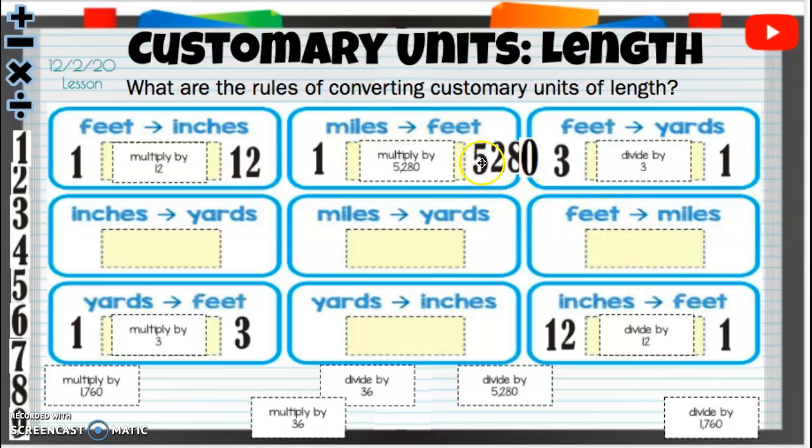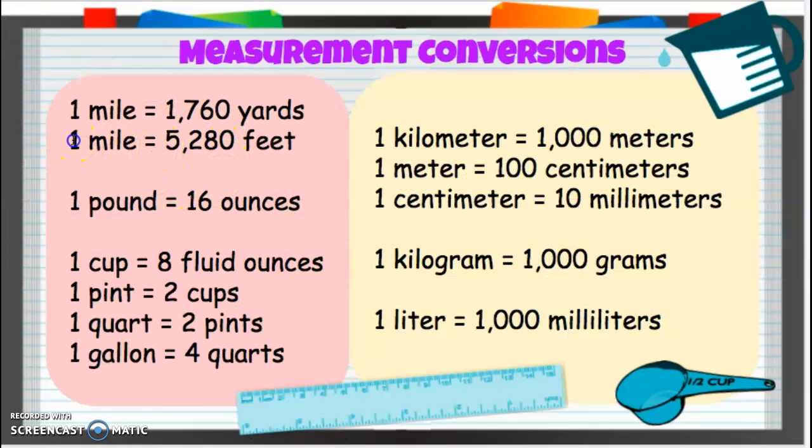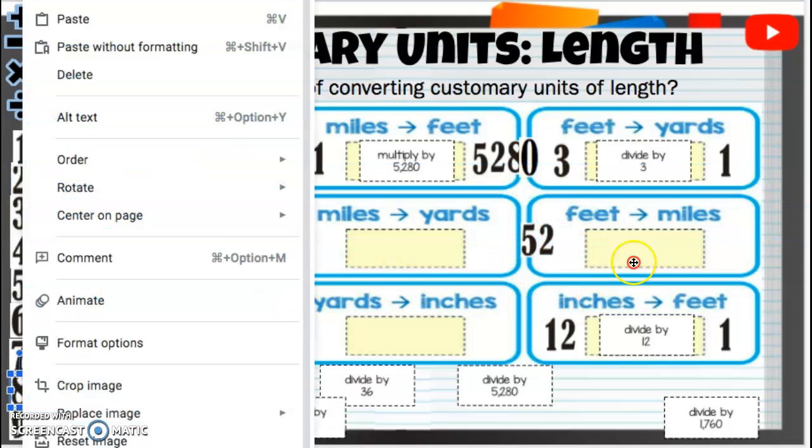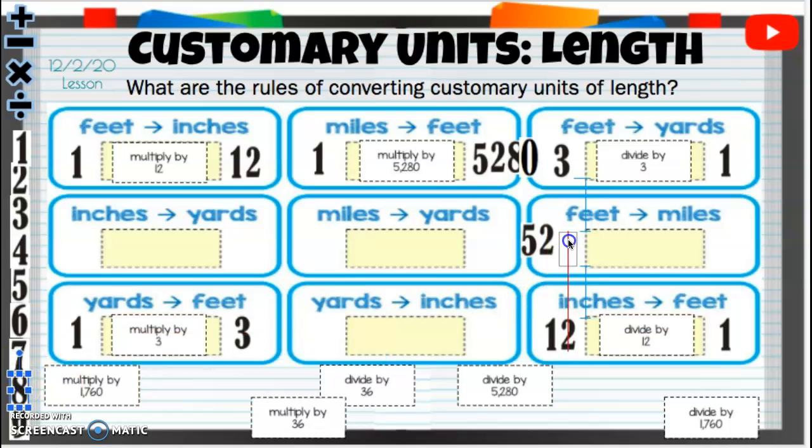All right, the opposite of miles to feet would be feet to miles. Down here, we have 5,280 feet in 1 mile. So we can either look up here at what we did, or we can go back here. 5,280 feet in 1 mile. So how do I get from 5,280 to 1? I'm going to divide by 5,280. So that's from feet to miles.